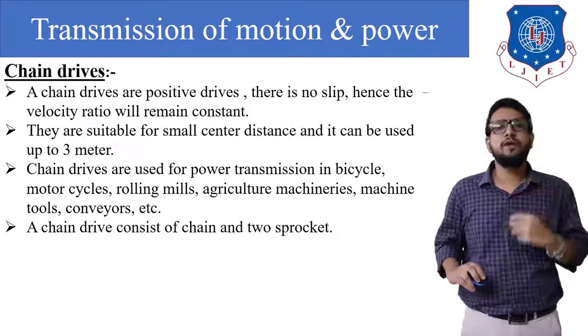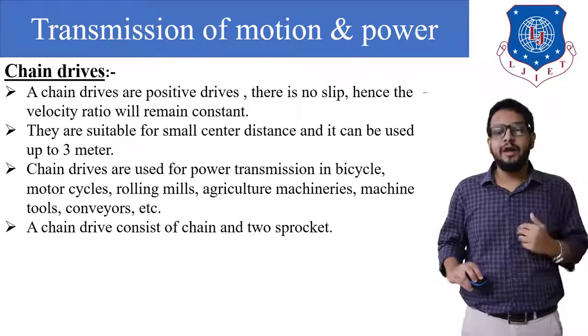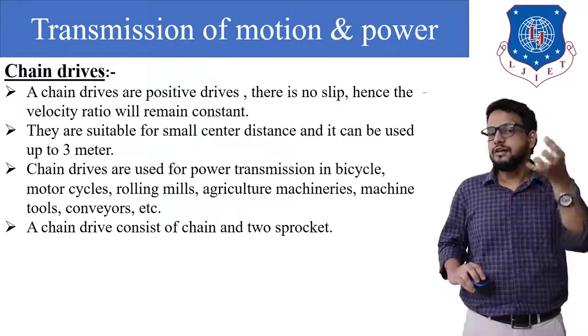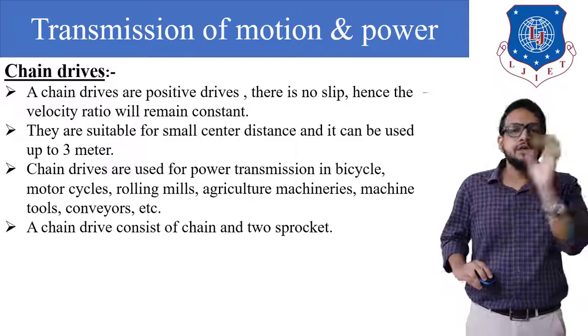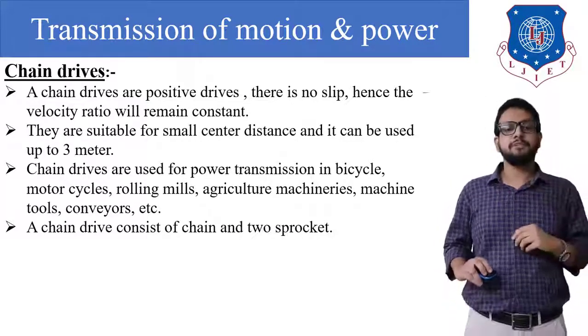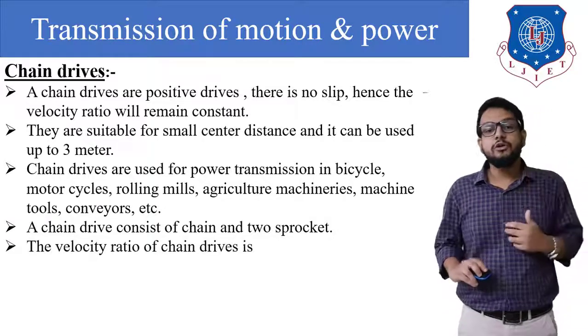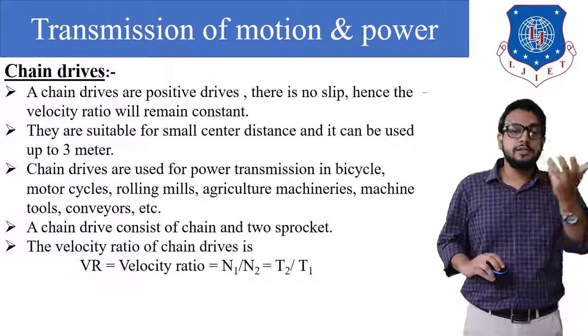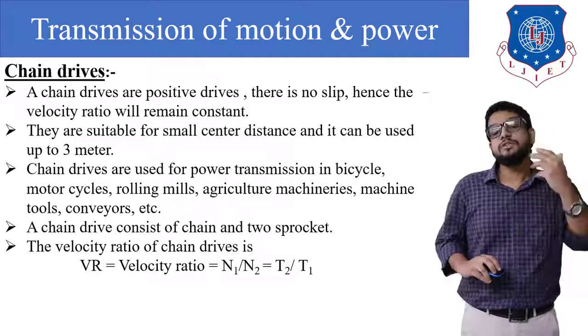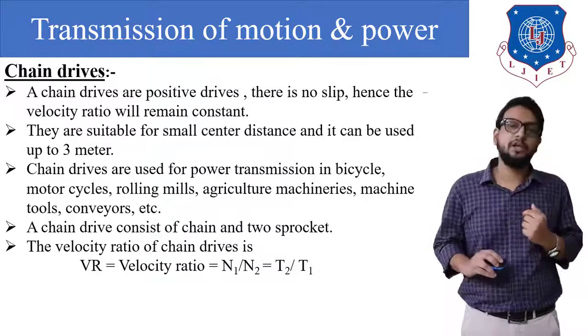The same concept as we have used in our belt drive is applied to our gear drive. If a smaller gear is the driving gear and a bigger one is the driven gear, then speed reduction is going to take place. In a similar way, we can obtain the velocity ratio of a chain drive, which is equal to N1 by N2, which is equal to T2 by T1.